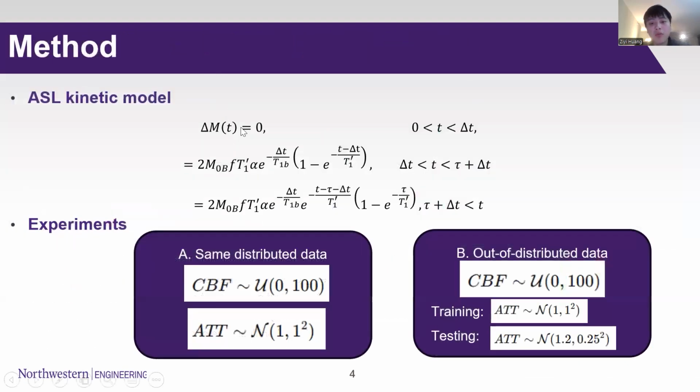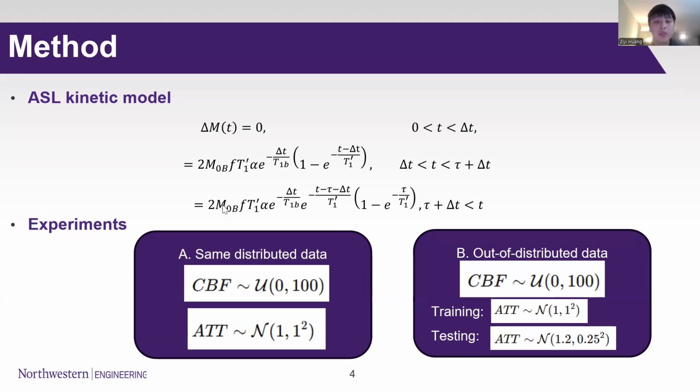In our project, we will first simulate the kinetic model function and sample output function values at sample points for each set of parameters, CBF and ATT. So this is the ASL kinetic model here, and delta M is the ASL signal difference, which is the signal we acquired, and t is the time from start of labeling. Tau is the labeling duration, and f is the CBF we want to quantify, and ATT is the delta t here.